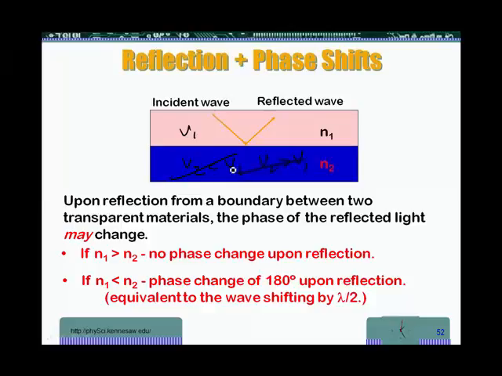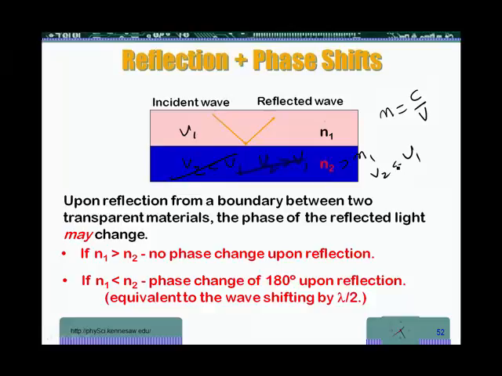Also remember, n1 and n2, the indices of refraction, are a measure of the speed of the light in that medium. n is given by c over v. c is the speed of light in vacuum, v is the speed of light in that medium. So in other words, if n2 is larger than n1, that tells us that v2 is less than v1, and vice versa.